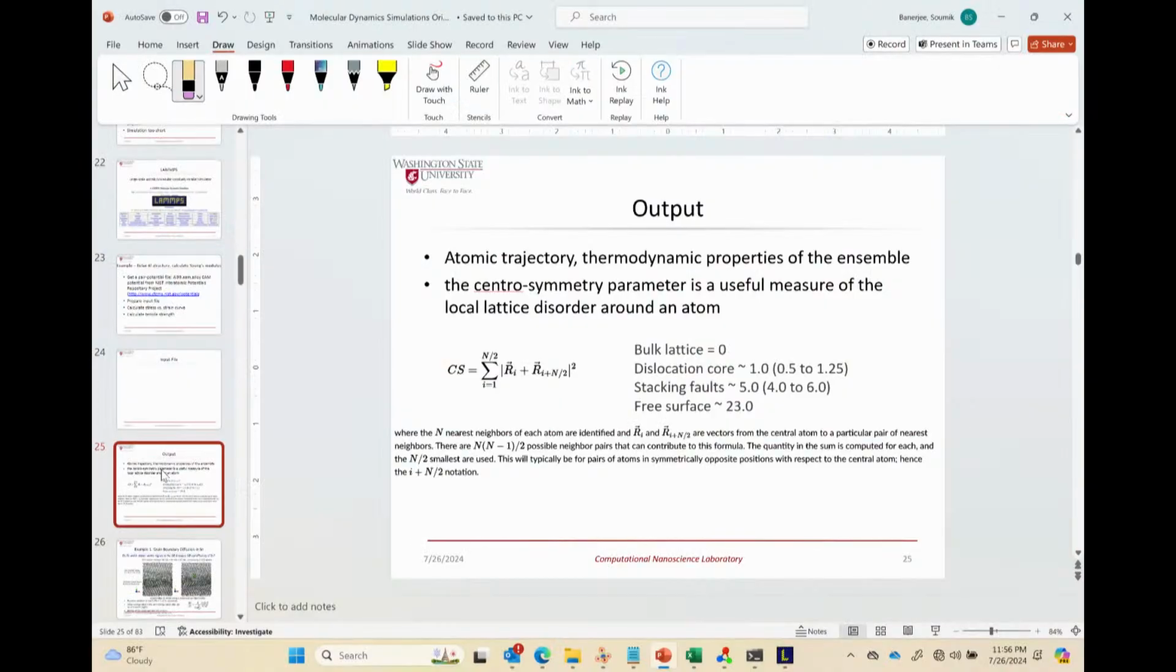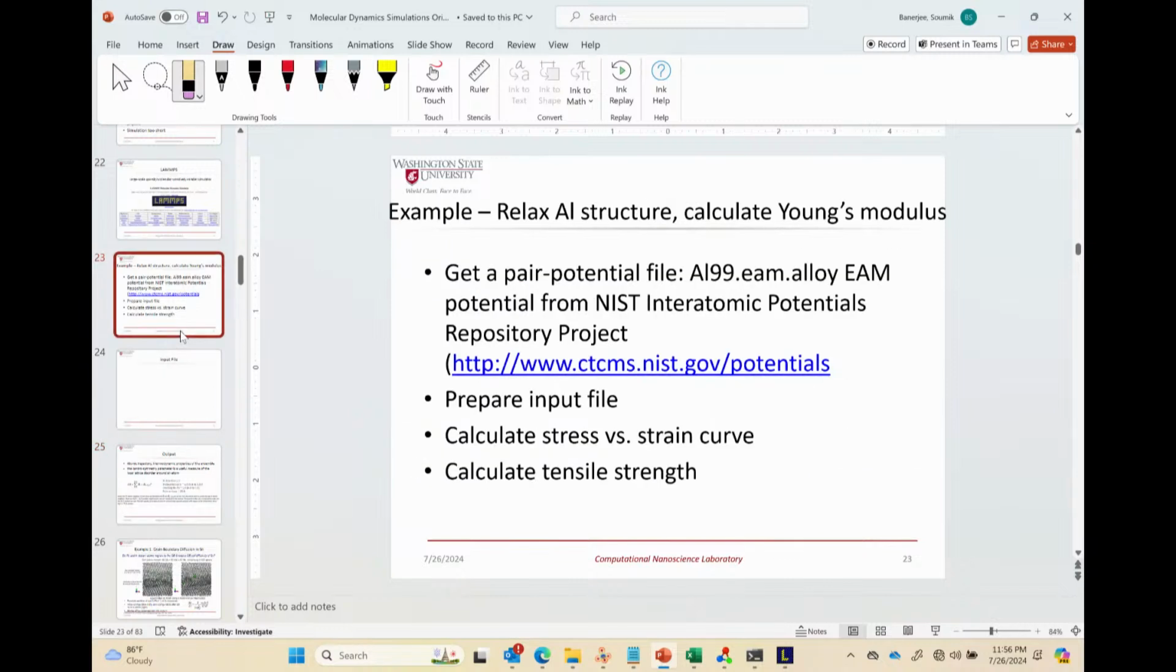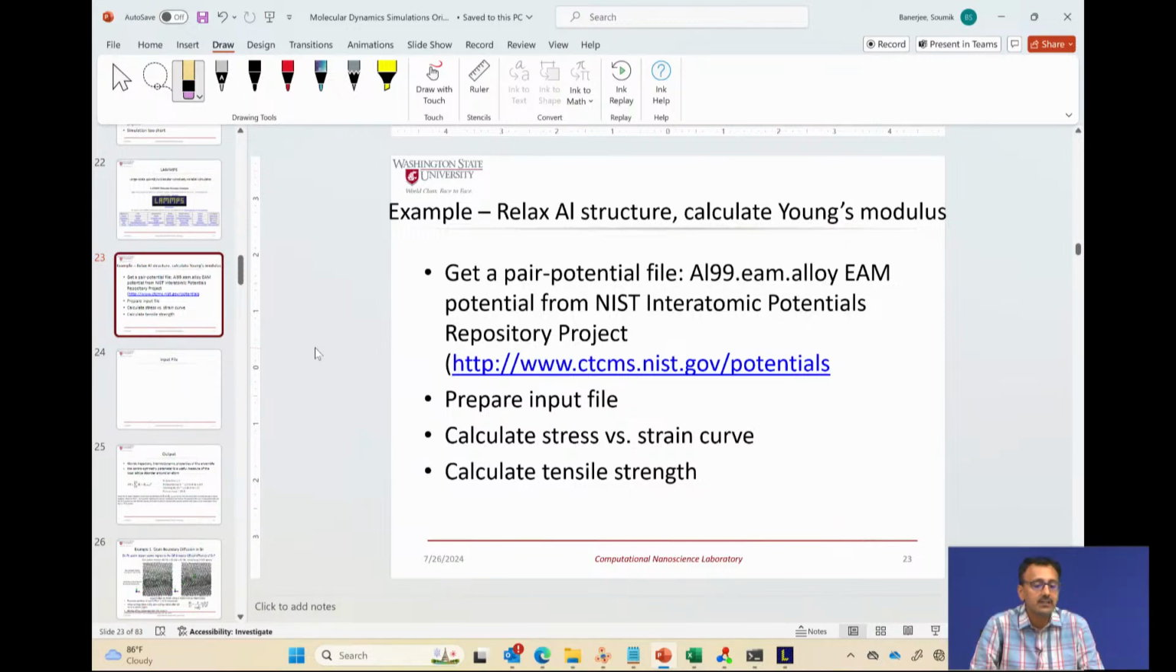Okay, let's continue our discussion on using LAMMPS software. I just showed you an example of just energy minimizing a lattice structure for aluminum, which is not really a molecular dynamics simulation. So now let's look at something more dynamic that involves equilibration and a production run. The example I'll show you is basically simulating uniaxial strain on aluminum and calculating the Young's modulus.